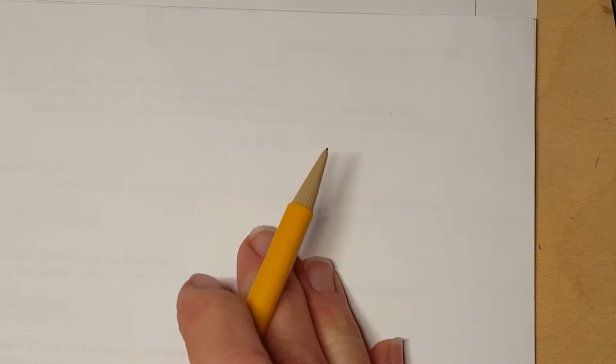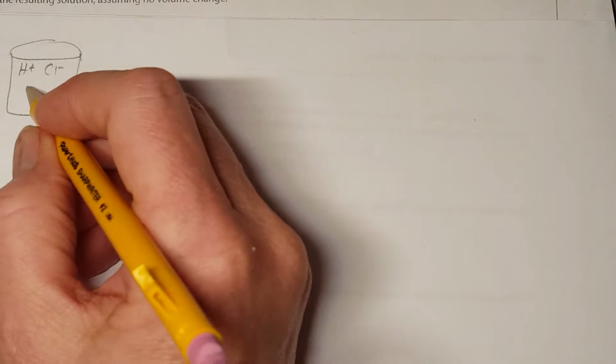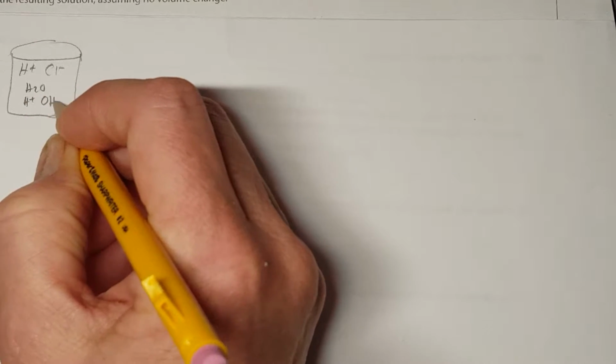Okay, number 2. We have a solution of HCl at a pH of 0.6. So that means that we've put some HCl in. It's dissociated completely because we know it's a strong acid. There's also water in here, which means that there's always going to be H+ and OH- ions.